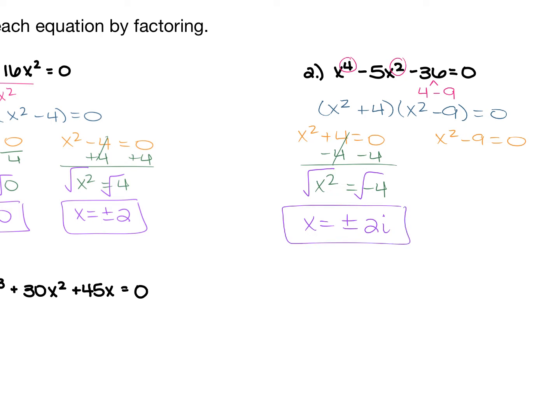For the other one, you're going to move your 9 over by adding it to both sides. That's going to give you x squared is equal to 9. Then you take the square root of both sides. So you have that x is equal to plus or minus 3.